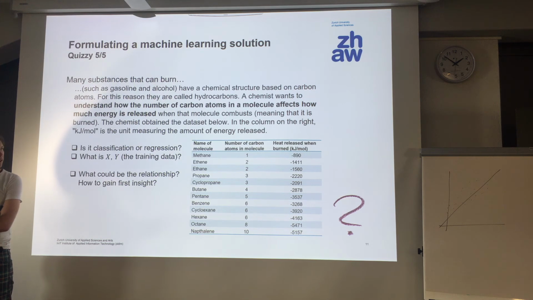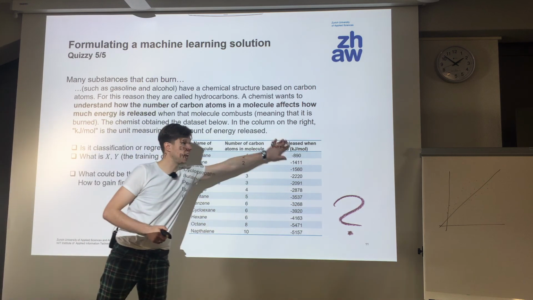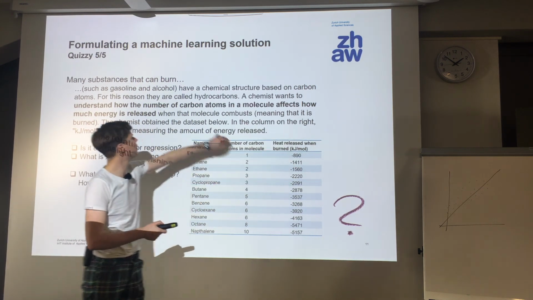I think we start with the labels. What is the label here, if that would be framed as a regression machine learning problem? What is our target? The heat release, the last column. Yes, exactly. This is what we want to know.